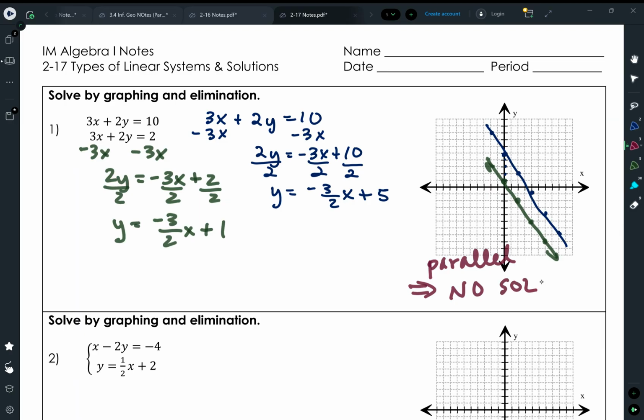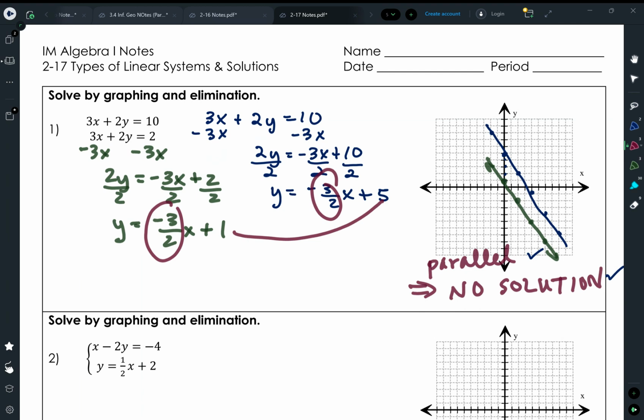So lots of different things going on here that we want to make connections with. Our lines are parallel, we have no solution. Could I have figured out that my lines were parallel to start with? Absolutely, because both of my lines have a slope of negative 3 halves, but I have different y-intercepts. I could have figured that out just by looking at those equations and rearranging them.